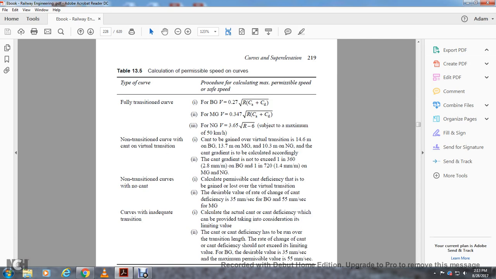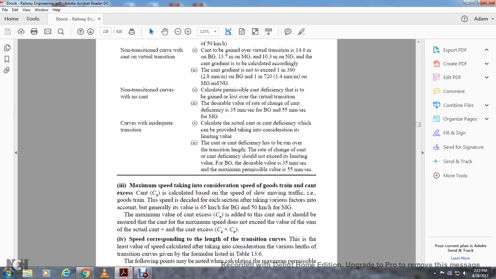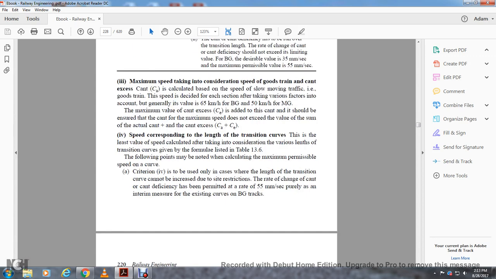The desirable value of the rate of change of cant deficiency is 35 millimeters per second for broad gauge and 55 millimeters per second for meter gauge. For curves with inadequate transition, calculate the actual cant deficiency provided, taking the limiting value into consideration. The cant deficiency has to run over the transition length at the rate of change of the cant. The cant deficiency should not exceed the limiting value: for broad gauge, the desired value is 35 millimeters per second, and the maximum permissible value is 55 millimeters per second.